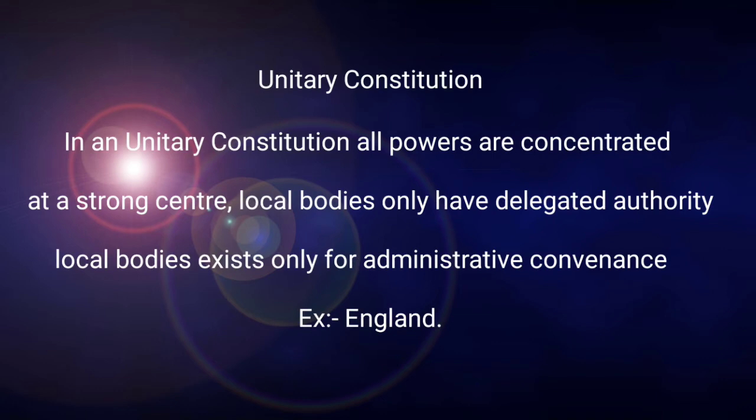Now let's move to the next type, that is Unitary Constitution or Federal Constitution. First of all, let's understand what is a Unitary Constitution. In a Unitary Constitution, all the powers are concentrated at a strong center, but that doesn't mean there are no local bodies or no local governments. Yes, there are local bodies and local governments. If we take the example, then the UK is the example for Unitary Constitution. The powers all are concentrated at the center, which is in London, and there are some provinces, they have their local governments, but their powers are delegated from the central government.